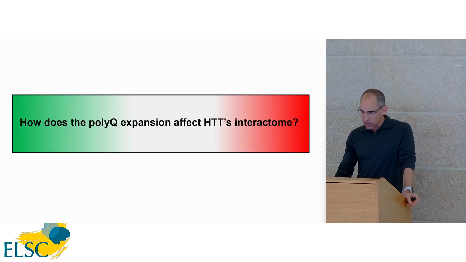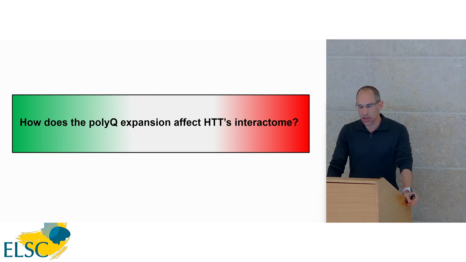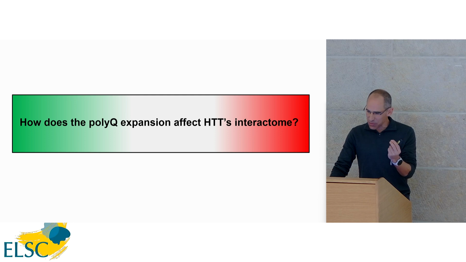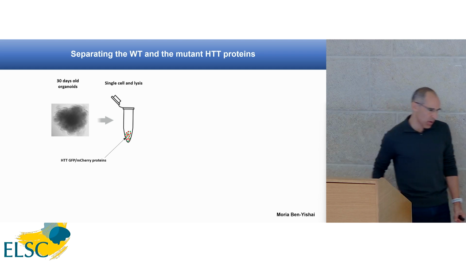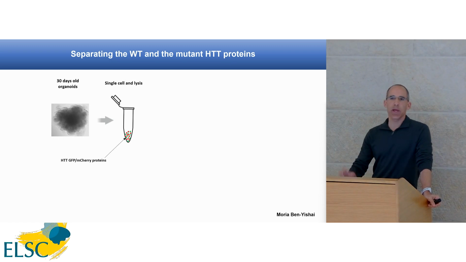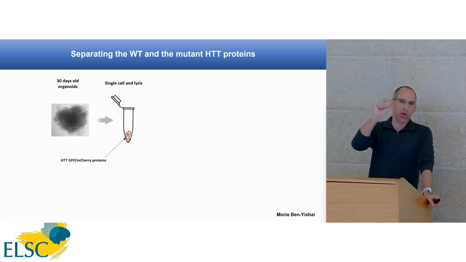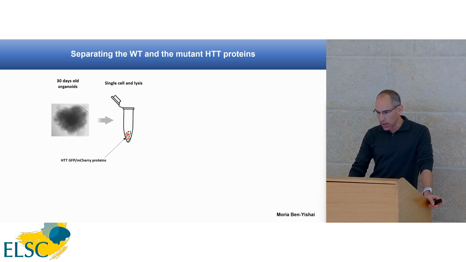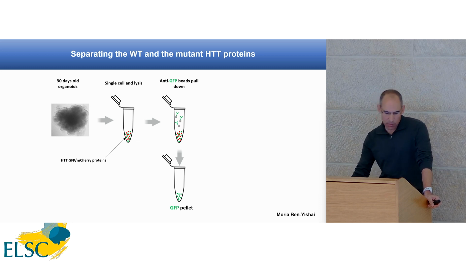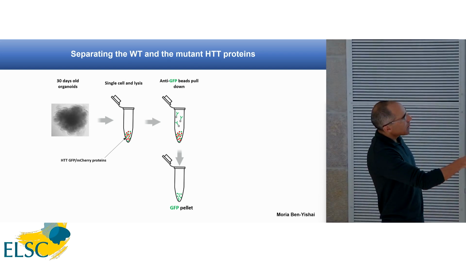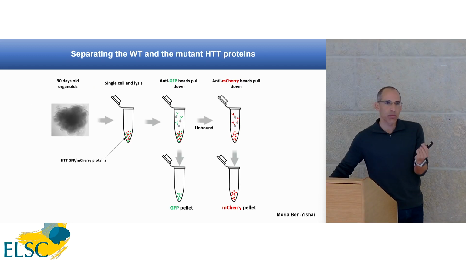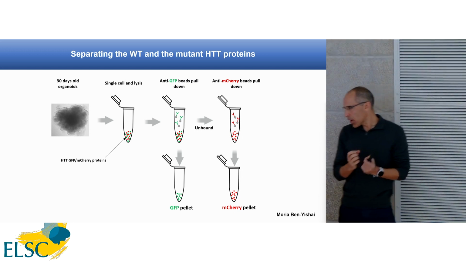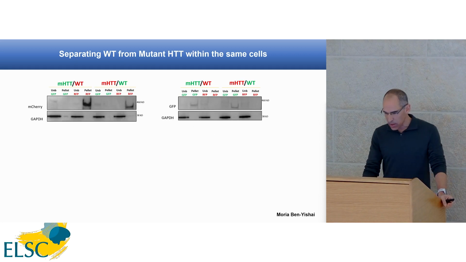Okay, so this is just the system, but we really wanted to know how the poly-Q expansion affects Huntington's interaction. Because again, we have this system where we have both proteins labeled in the same cells. So the experiment that Moriah did was to separate the wild type and the mutant proteins with immunoprecipitation, because we can now use antibodies either for GFP or cherry or flag and HA, the tags that we have tagged our wild type and mutant proteins. Because we have the double label, we can do the anti-GFP pull down, and then we take the GFP pellet and then proceed to anti-cherry pull down. So we get both entities, and we can do the reciprocal experiments because we have cherry and GFP tag. This is just the controls.